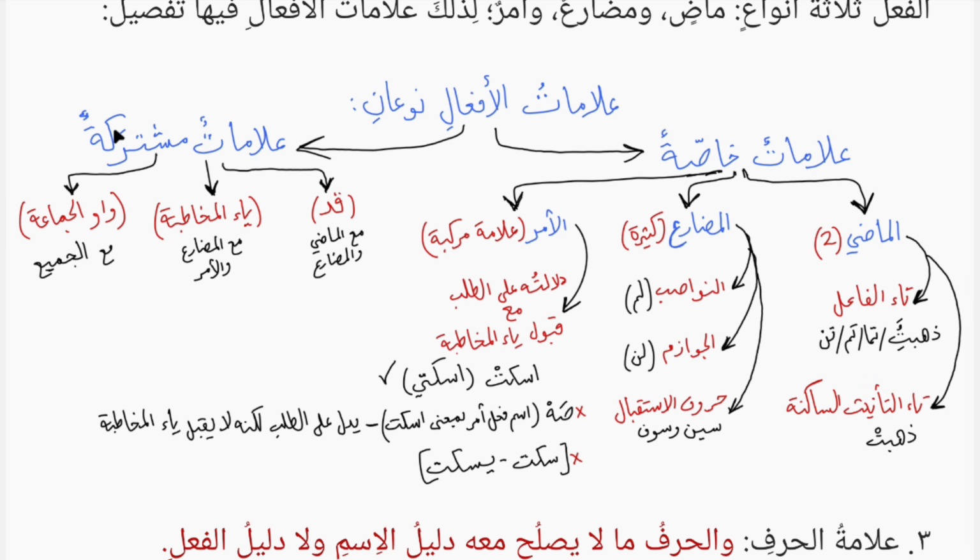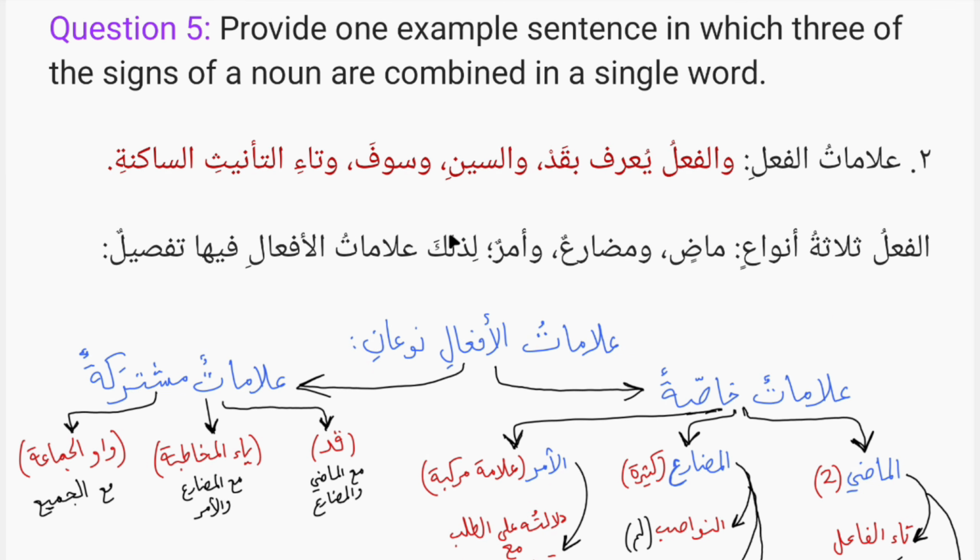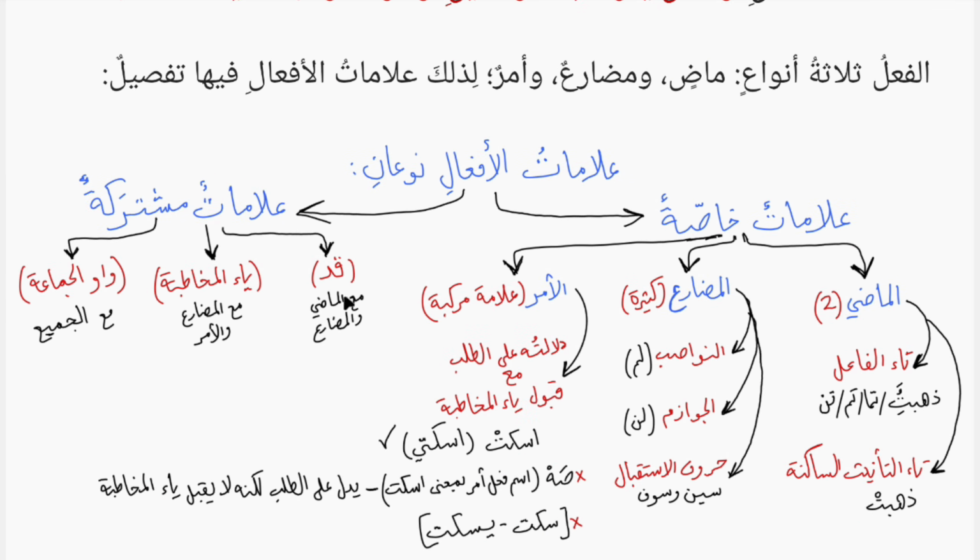Let's look at the alamat mushtaraka, the shared signs. Qad. Qad is the one that he mentioned here, right? So qad is a shared sign. You see it before madi and you also see it before al-mudari. If you see qad, you know that the word that comes after is either madi or mudari. Ya al-mukhatabah, which we spoke about here briefly. You find it in the mudari and you also find it in the amr.